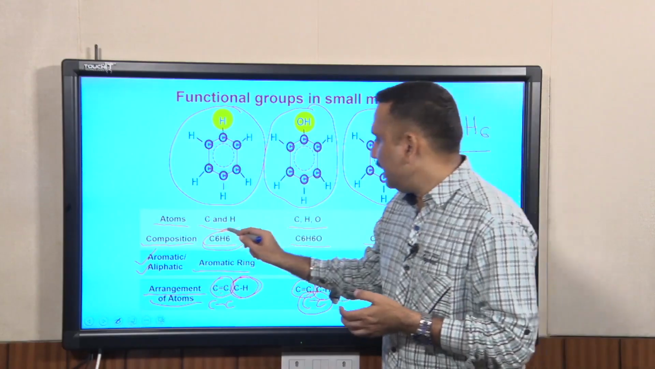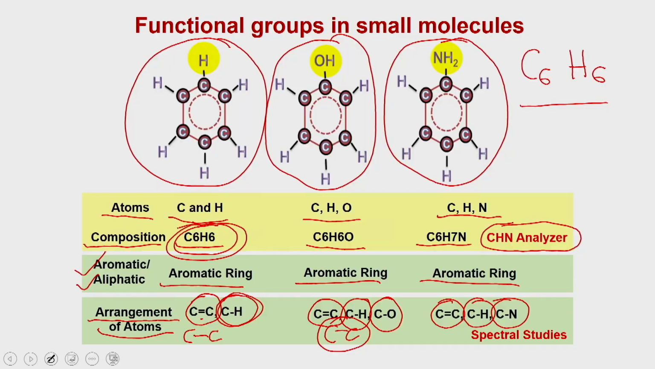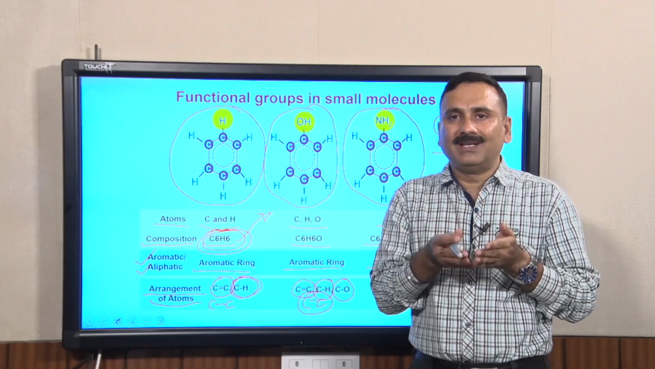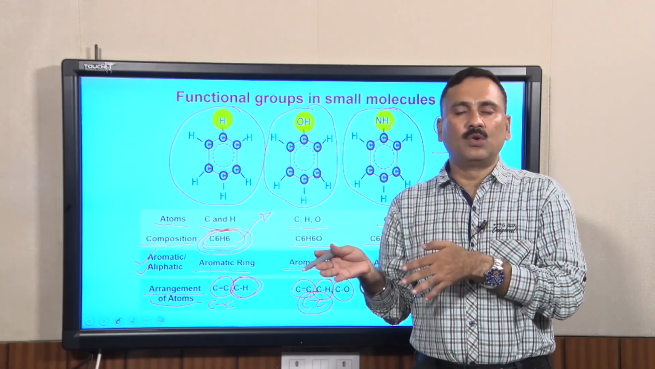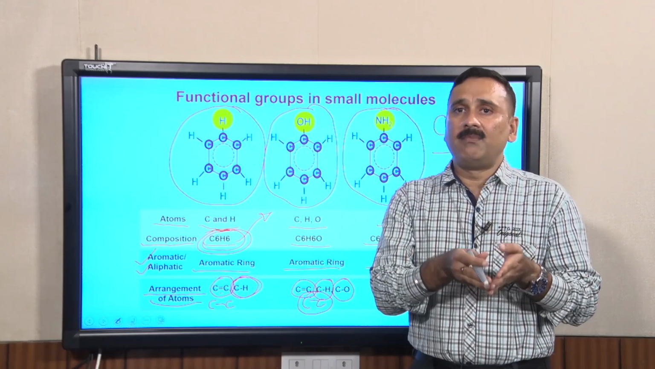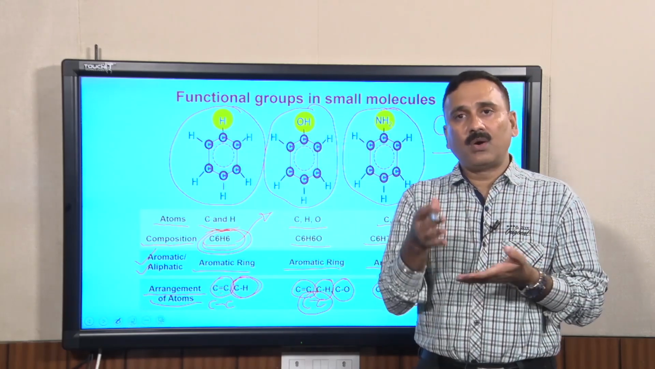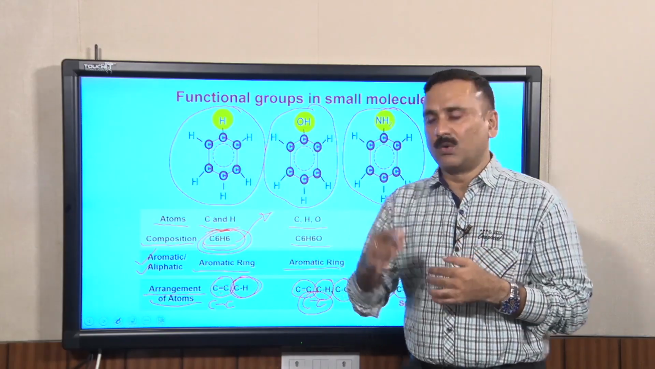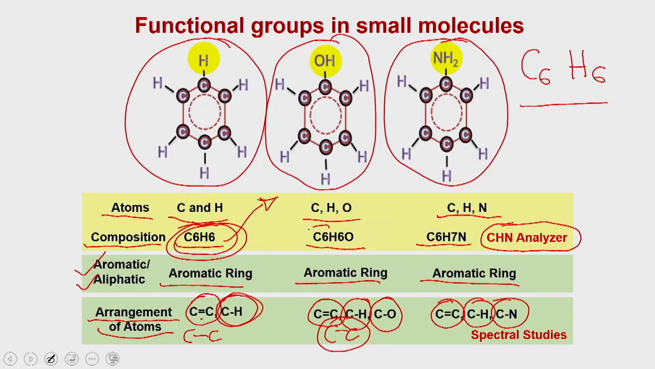For example, in the case of benzene, you got the empirical formula C6H6. That itself says that this particular compound does not contain any functional group, because carbon and hydrogen together do not form any functional group. You require a third element, either nitrogen or oxygen, to form the functional groups, and that is what exactly is happening here.